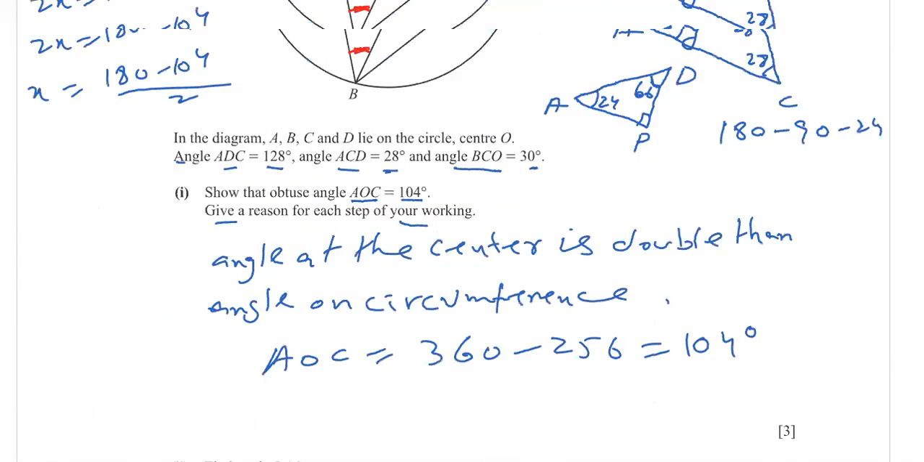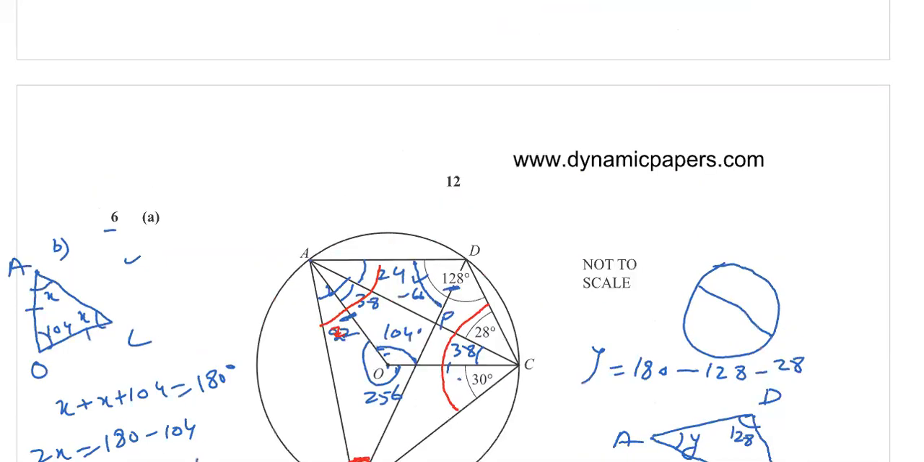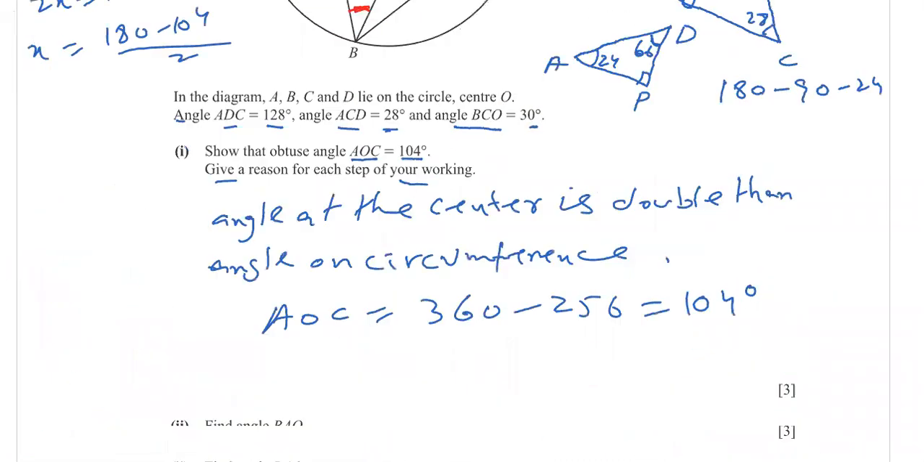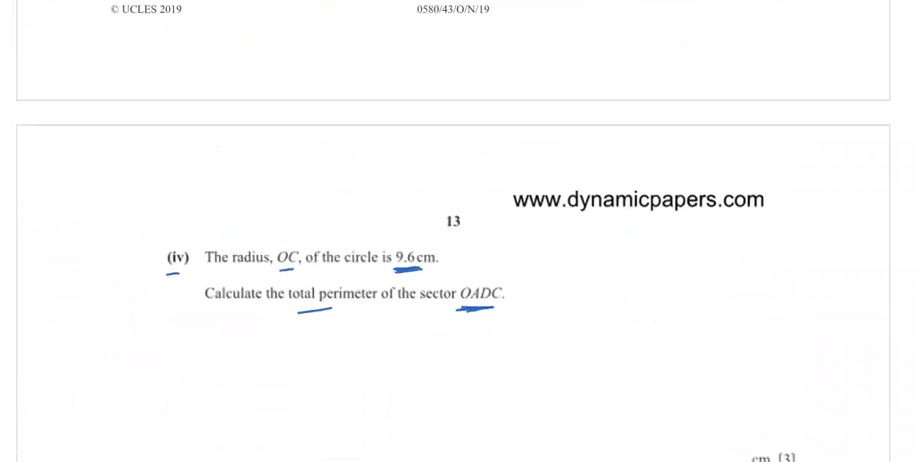Which sector OADC? This one. This sector I have to consider. It is like this one. This is OA. Here if I say D and C. So we know this angle is 104. For a sector, what do we need? The radius is given, 9.6, and the central angle is 104.